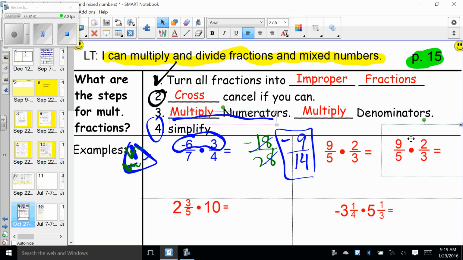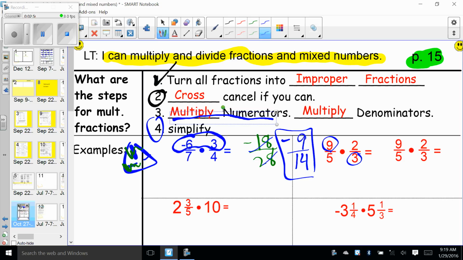So on the left-hand side, we're going to go ahead and say the 3 and the 9 both have factors of 3 in them. So I can divide a 3 out of 9, and I'm left with a 3. And I can divide a 3 out of 3, and I'm left with a 1. So when I multiply the numerators, I have 3 times 2, which is a 6. And in the denominator, I have 5 times 1, which is a 5. So I end up with a 3 times 2 on the top and a 5 times 1 on the bottom. And then I will put this back in lowest terms.